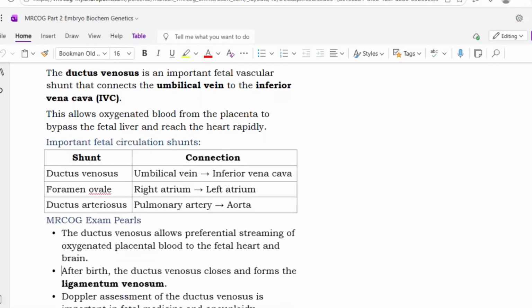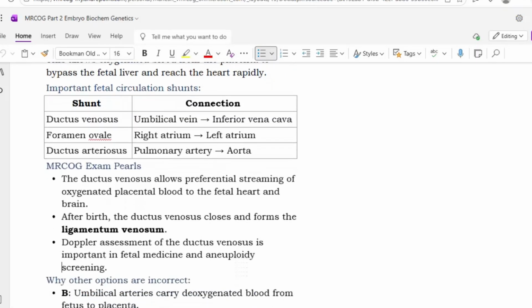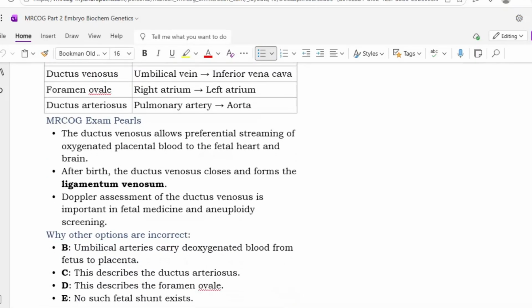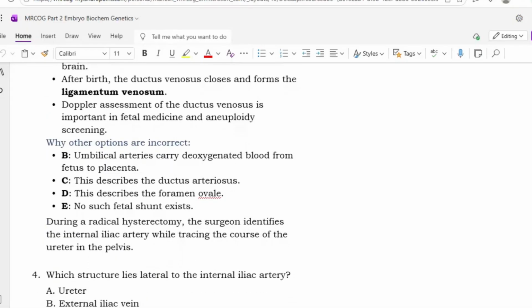The ductus venosus allows preferential streaming of the oxygenated placental blood to the fetal heart and brain. After birth, the ductus venosus closes and forms the ligamentum venosum. This is also important. Doppler assessment of the ductus venosus is important in fetal medicine and aneuploidy screening. Okay, next question is here.